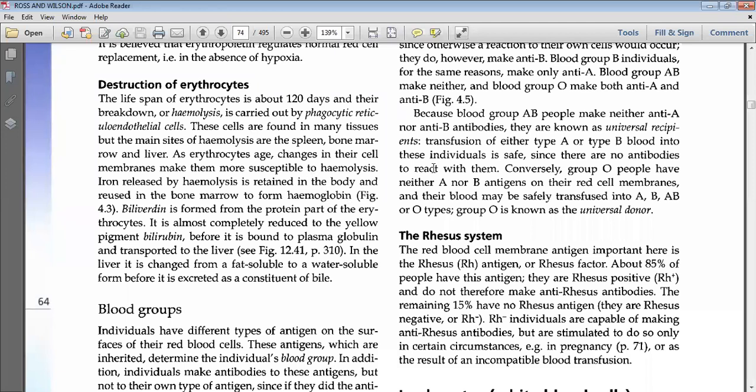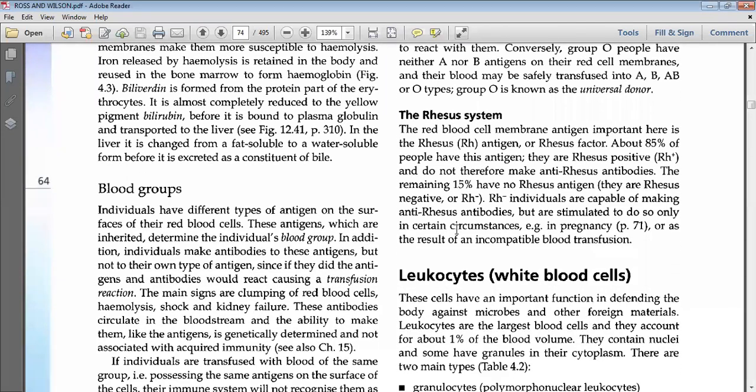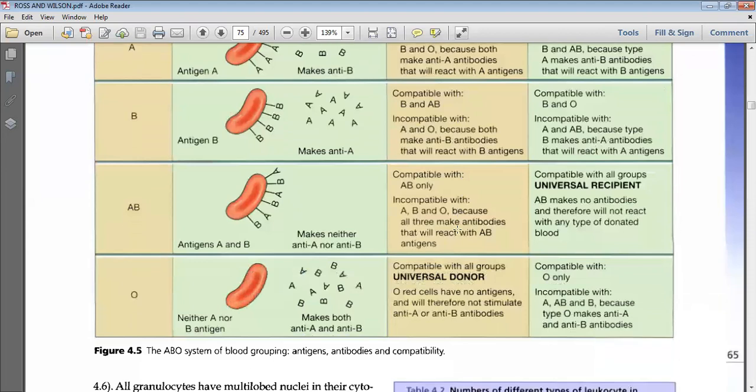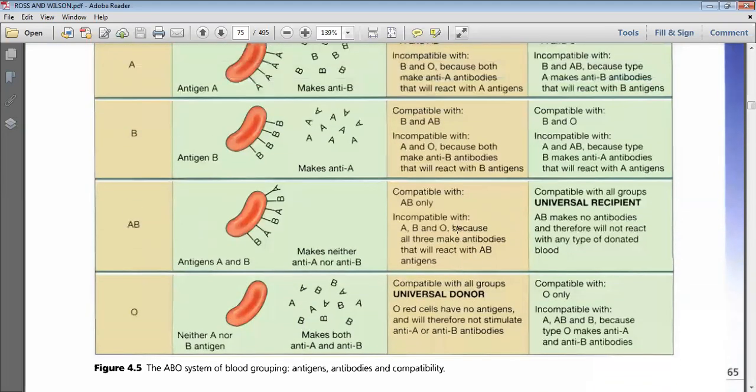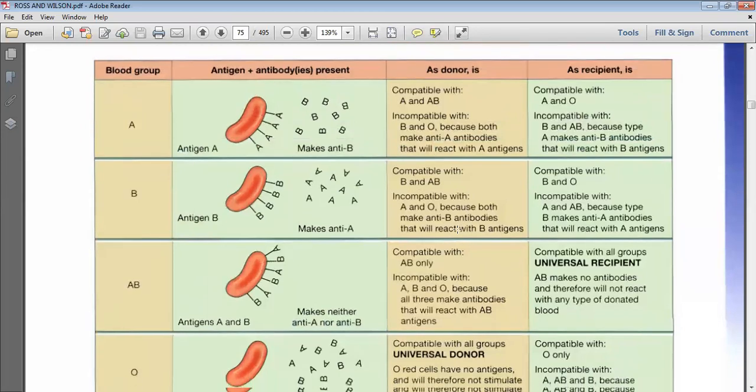So this is what we are discussing about the blood group system. Both blood group systems are very important while we are taking into consideration the blood transfusion. So Landsteiner found this ABO system.